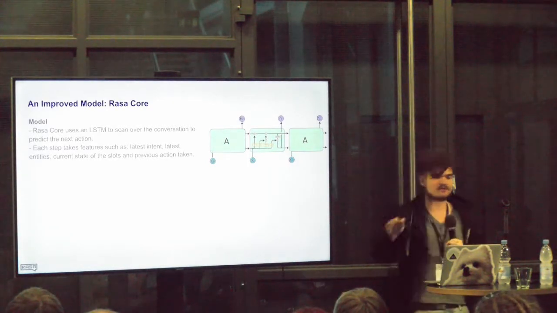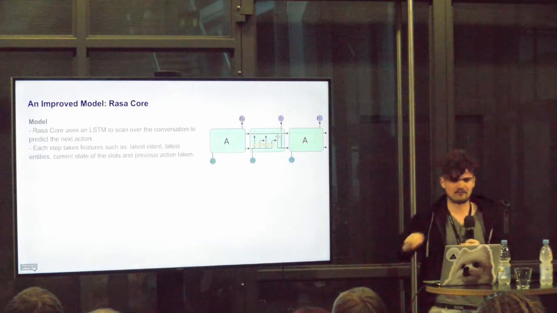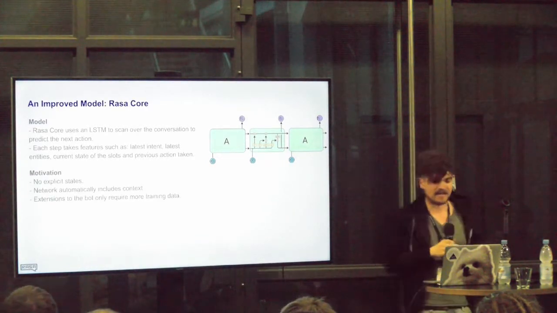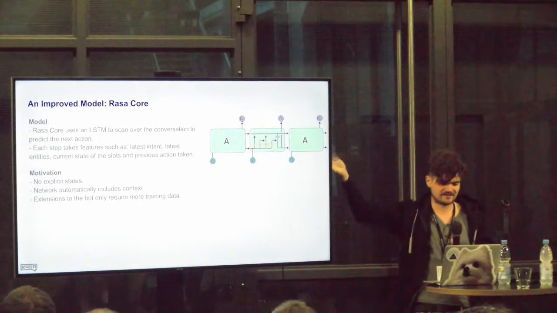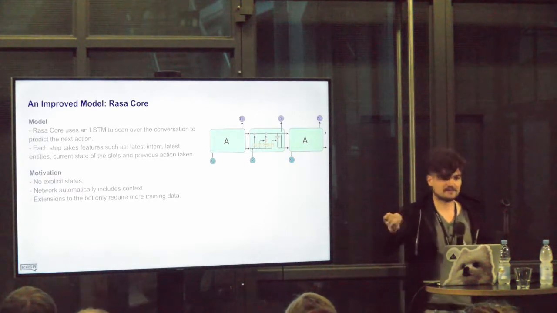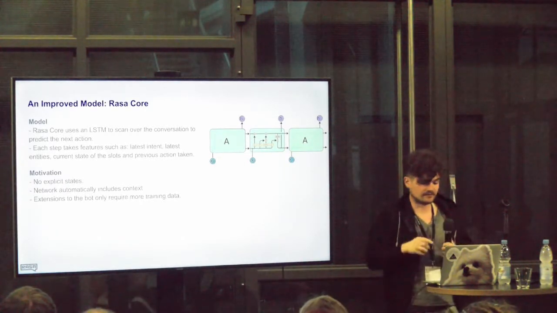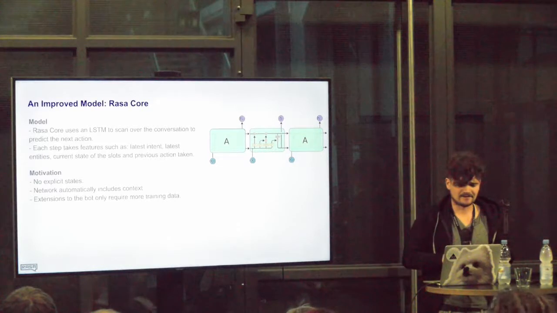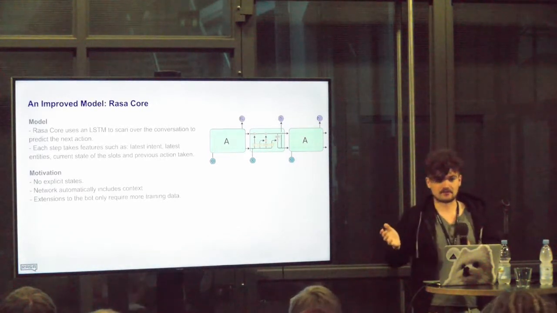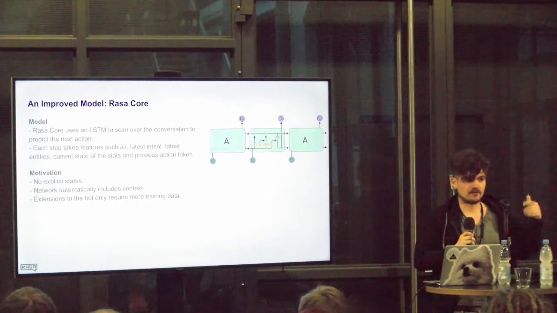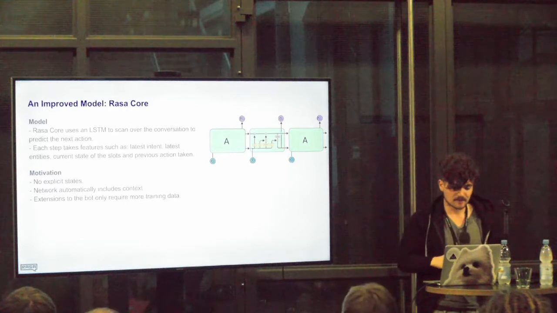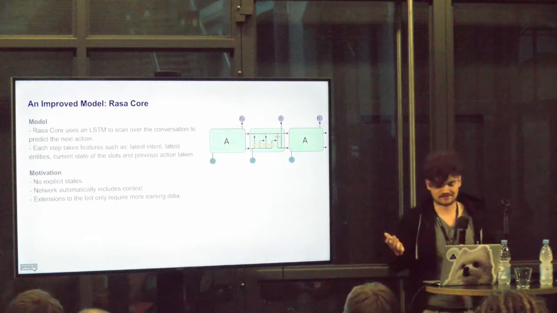But crucially, you're not involved in any of this. You never say to the bot, this is how conversations go. It simply learns by talking. So this is the motivation. You don't have to say that this is an explicit state. The network automatically includes context because it is scanning over everything you said to the bot. And if you want to extend the bot, all you have to do is add more training data, more examples of conversations where you're including a new intent or including a new action or something like this. And then retrain it, which doesn't take forever.